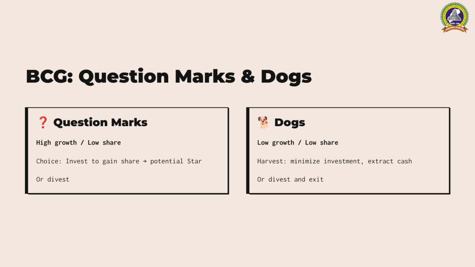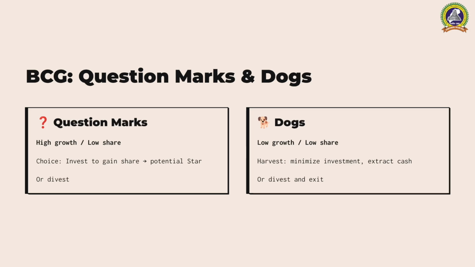Finally, in the bottom right, we have the dog. These units have both low market share and low market growth. These business units are unattractive for investment. They lack a competitive position and the market itself has no potential for growth. So, what is the best strategy here?